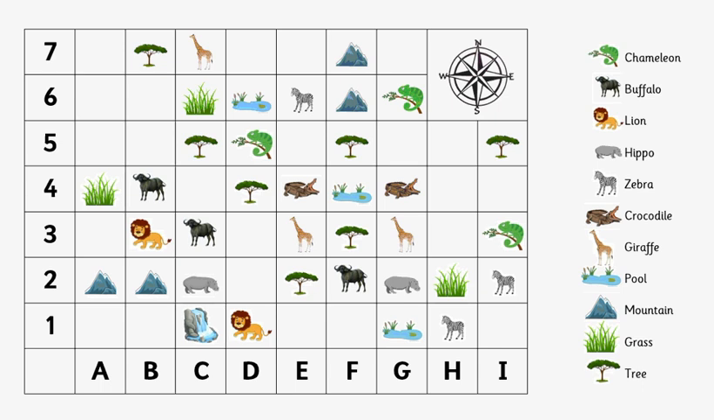I'll say those again. Start in E5, facing north. Use your pointer to help you. Make a quarter turn clockwise and go forward 2 spaces. Make a quarter turn anti-clockwise and go forward 1 space. What animal have you landed on?